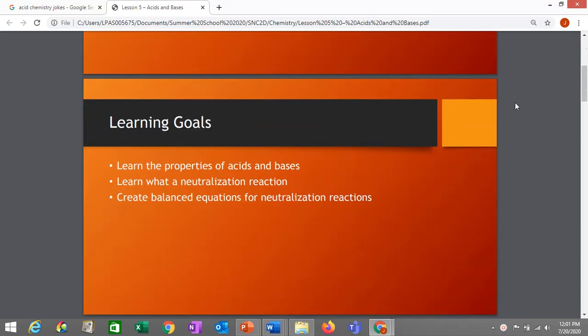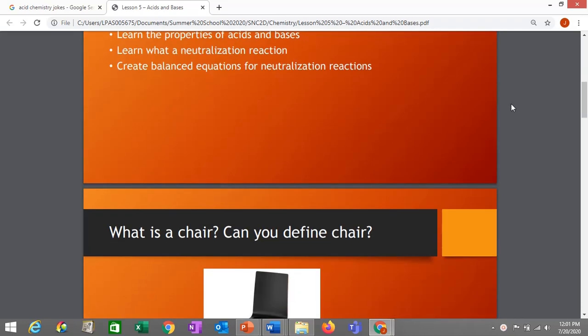All right, learning goals. What we're going to go over here is the properties of acids and bases. What are they sort of like? Learn what a neutralization reaction is, and can we write balanced equations for these types of reactions.